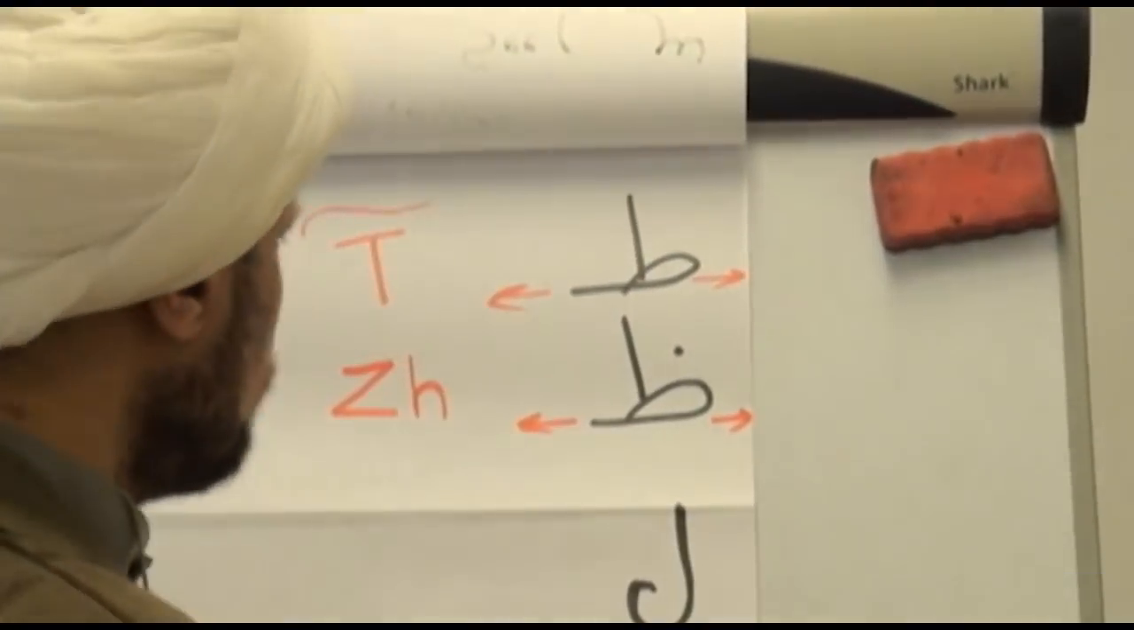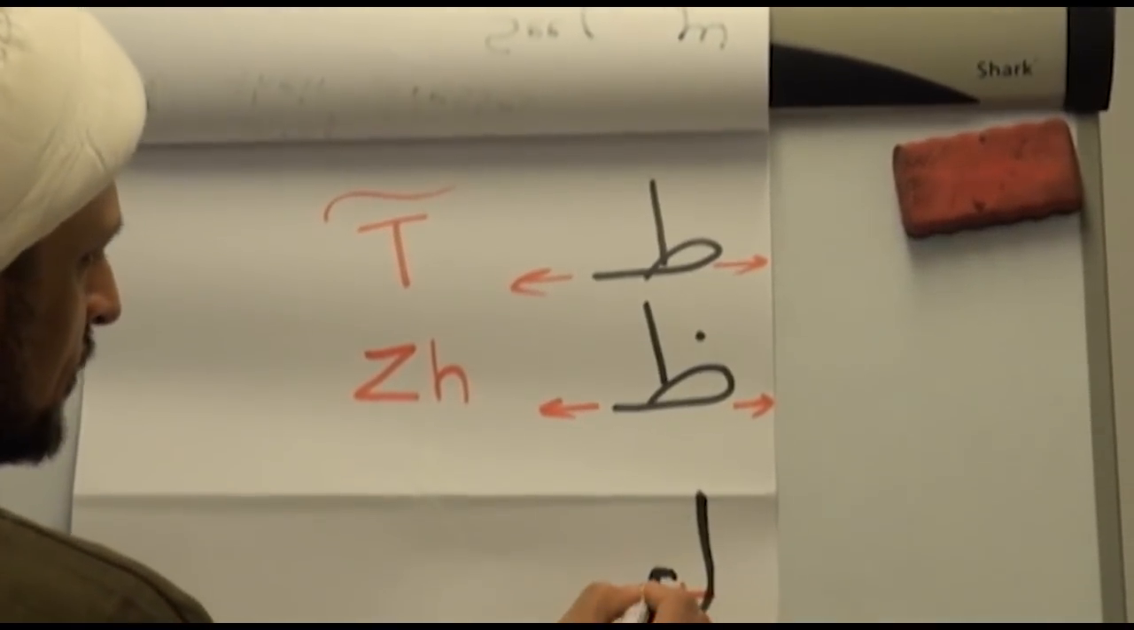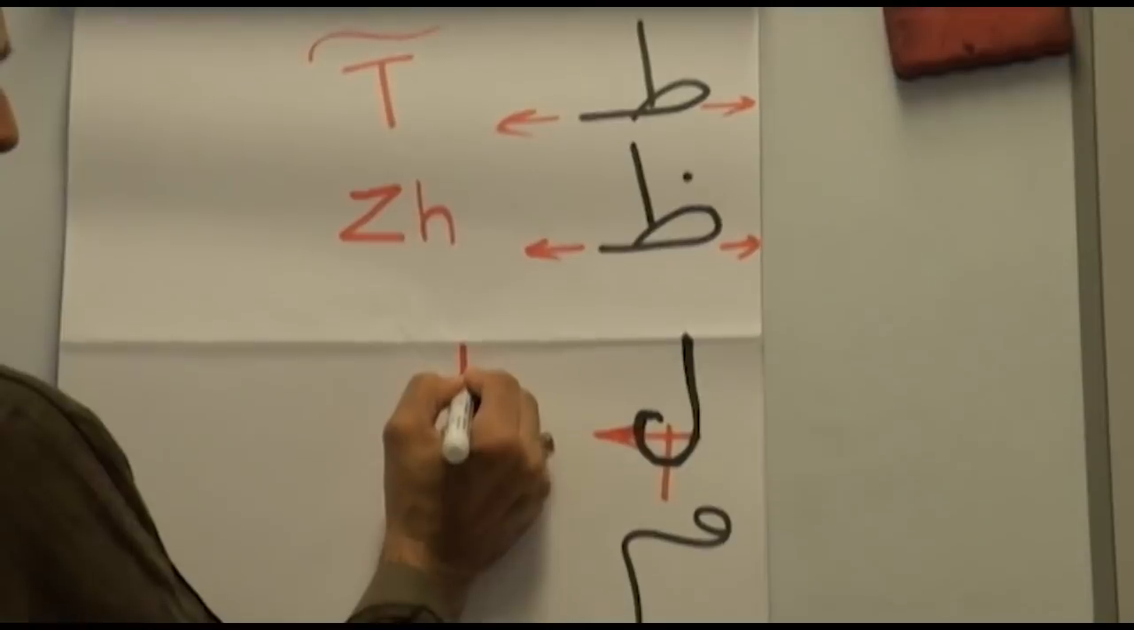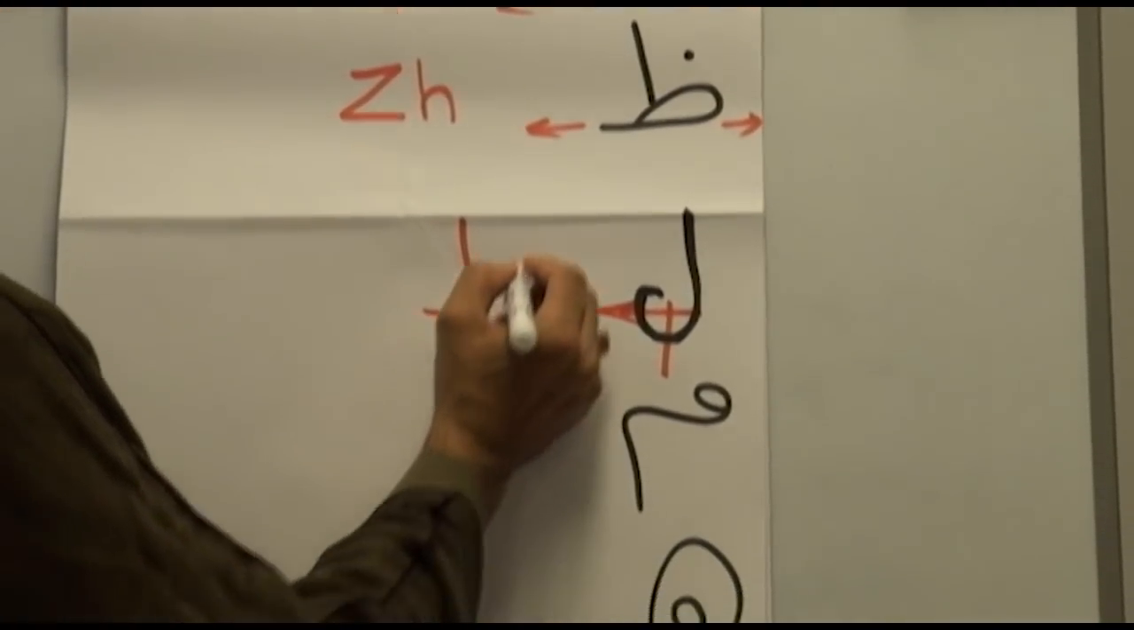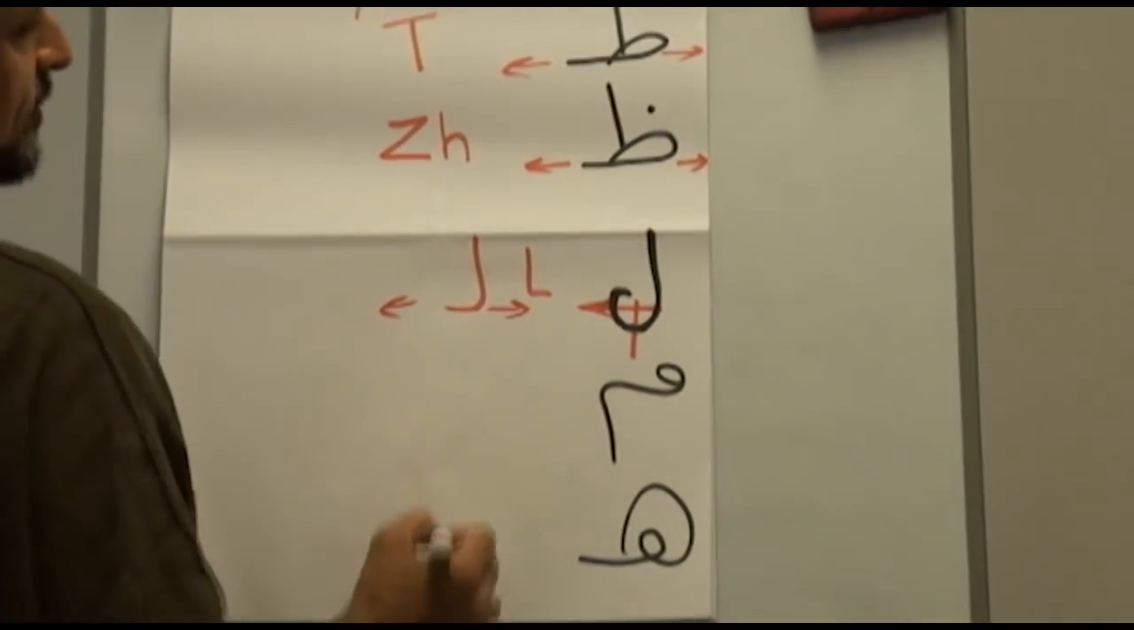It is not za and it is not H, it's va. Okay? Lam, you cut the tail and stretch it. So it becomes like this, lam, and it is like an L, and it connects from both sides.